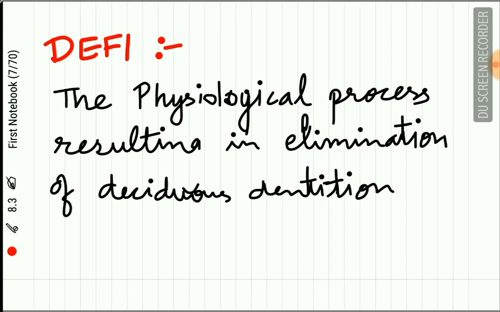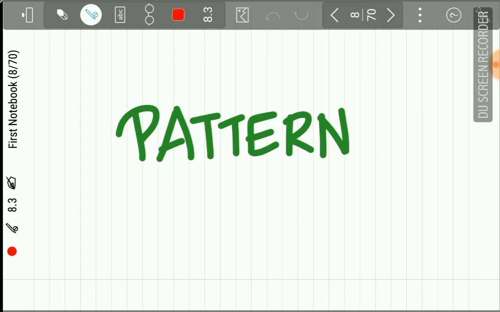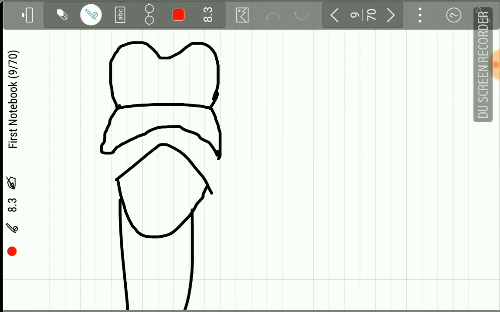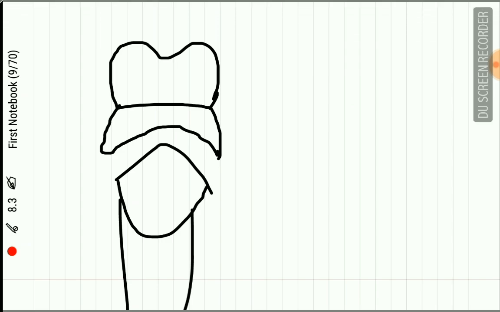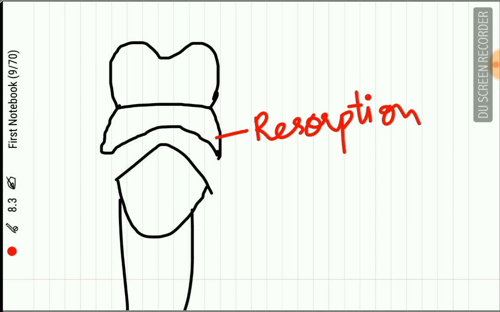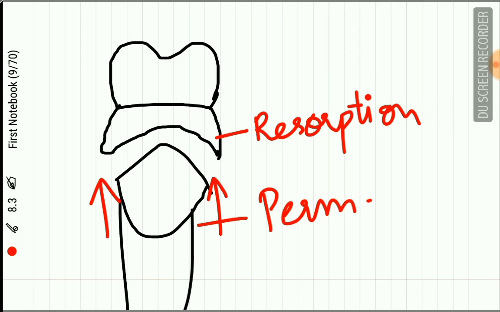Now, what is the definition of shedding? The physiological process resulting in elimination of deciduous dentition is called shedding. Now let us have a look at the pattern of shedding. During shedding of deciduous teeth, there is resorption of the roots of the deciduous teeth. This resorption of root is caused by the pressure exerted by the permanent tooth underlying it.